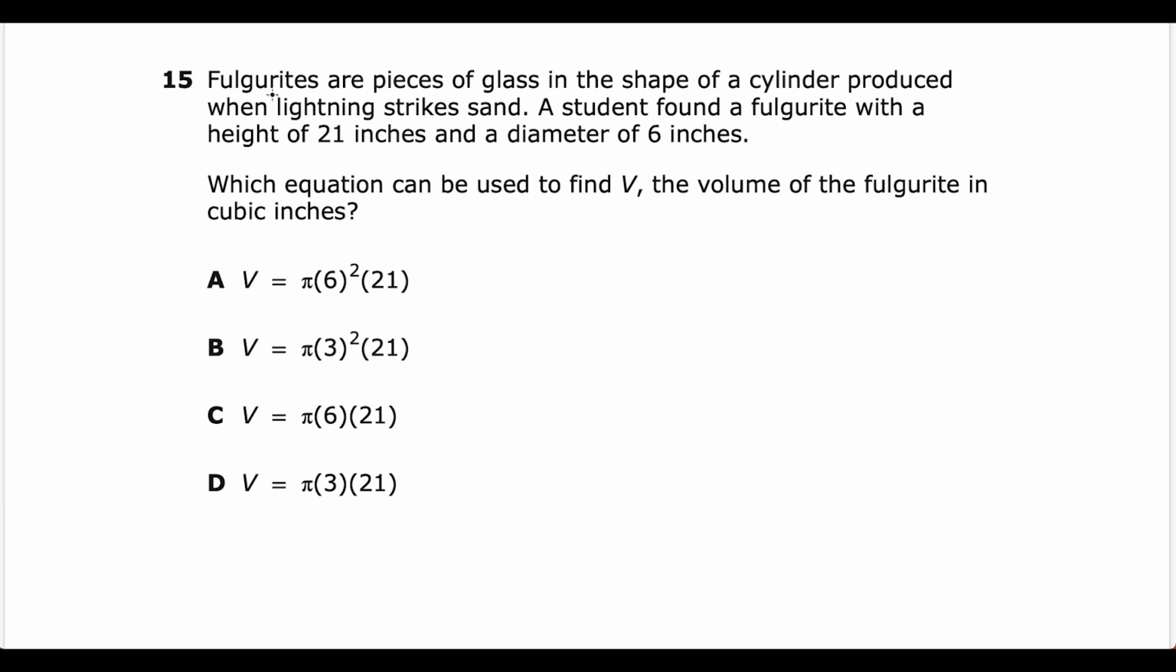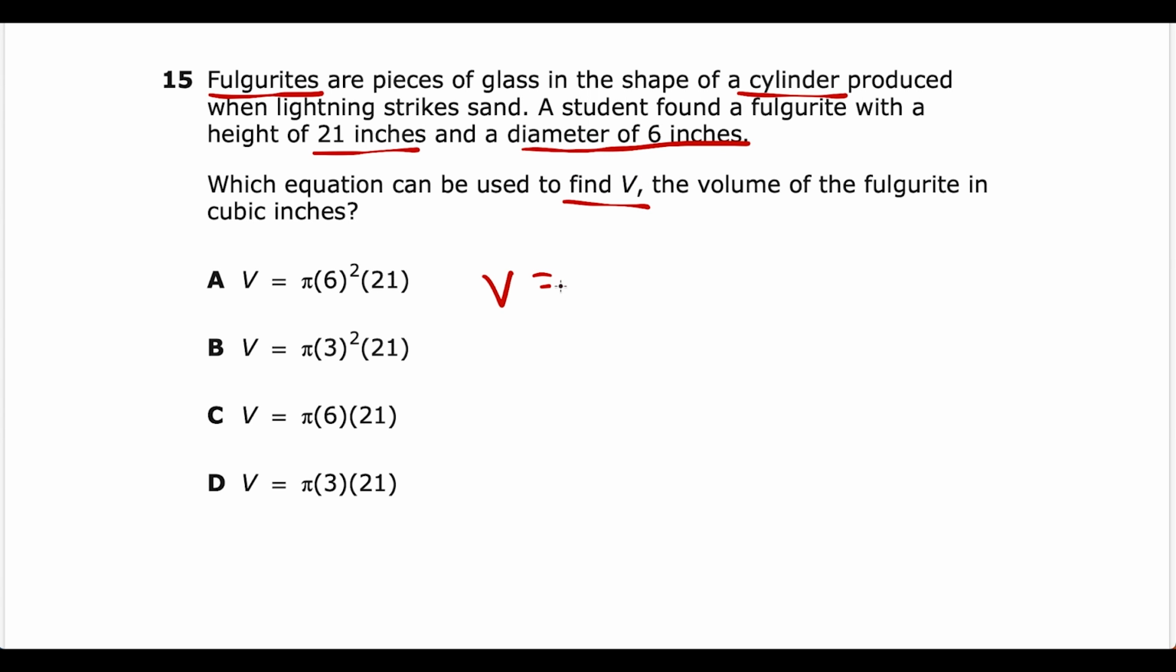last. So question 15, we have fulgurites are pieces of glass in the shape of a cylinder produced when lightning strikes sand. Wow, learn something new every day. I didn't know that before this. So we have a student found a fulgurite with a height of 21 inches and a diameter of 6 inches. Which equation can be used to find V, the volume of the fulgurite, in cubic inches?